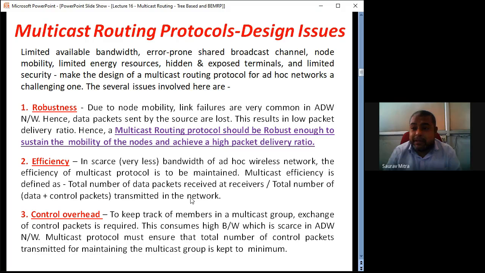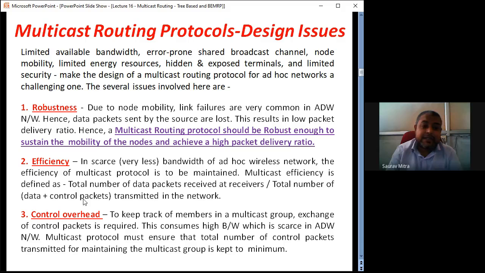So data is the main output. How many data packets we have received divided by total number of data packets plus control packets. Control packets are creating the environment for proper transmission, but they are not carrying any data as such. Without control packets, we cannot get proper transmission. So data plus control packets is the total transmitted packets, and data packets are what carry the main information. If I ask you the efficiency formula for a multicast routing protocol, it is data divided by data plus control packets.